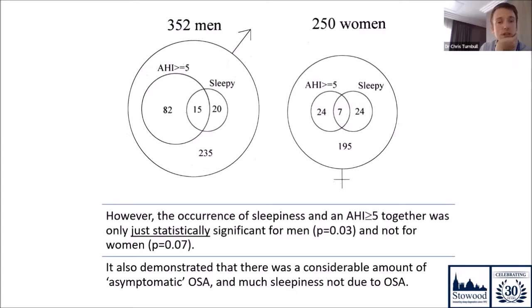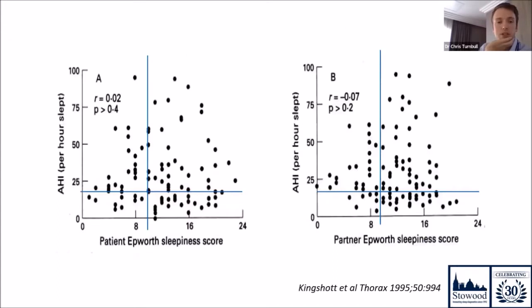So that's roughly 10% and slightly higher than 10% for those individuals with an AHI of 5 having sleepiness. And this was only just statistically significant for men and not significant for women. And this is a similar diagram to that I showed in my keynote debate, looking at the correlation between the Epworth Sleepiness Score and the AHI, and showing that there really is very little correlation between these two measures.